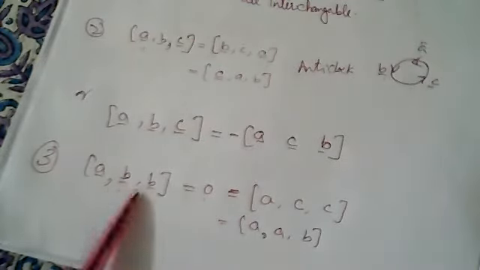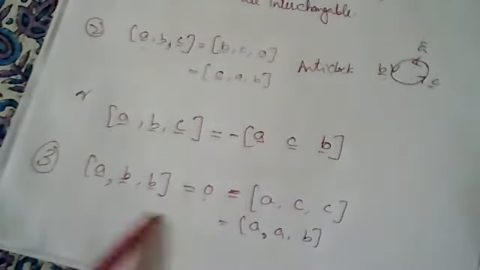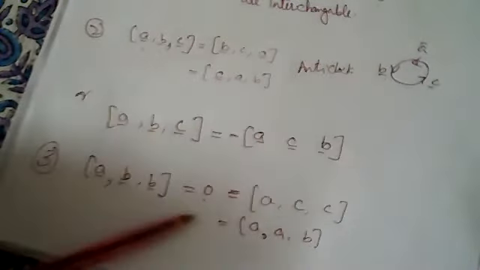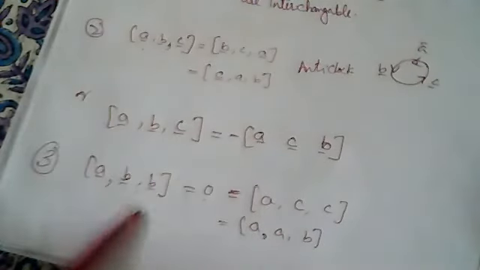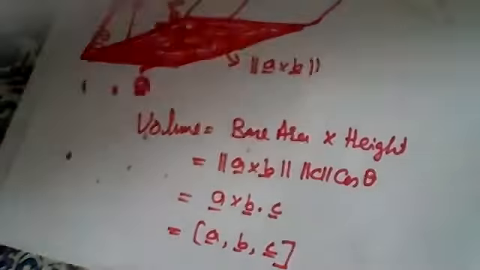If any vectors are repeated, due to the cross product in the definition, the scalar triple product gives you 0. In case of repetition of any vector in the scalar triple product, the answer is 0. This is the third property. Let's see the fourth one.